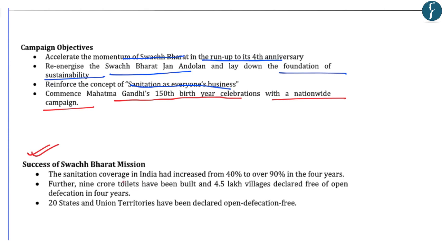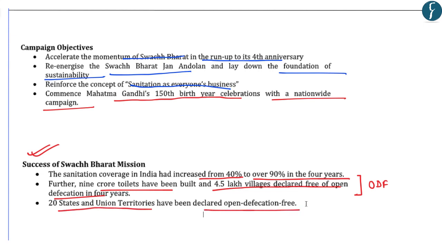It says that the sanitation coverage in India had increased from 40% to over 90% in the last 4 years. Further, 9 crore toilets have been built and 4.5 lakh villages have been declared free of open defecation in the last 4 years. Further, another important success with respect to Swachh Bharat Mission is that 20 states and union territories have also been declared open defecation free. So these highlights mark important successes with respect to Swachh Bharat Mission.